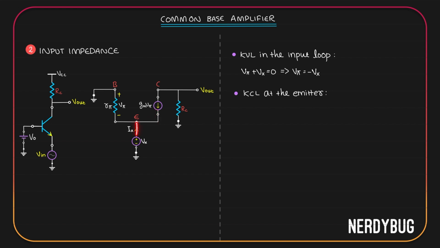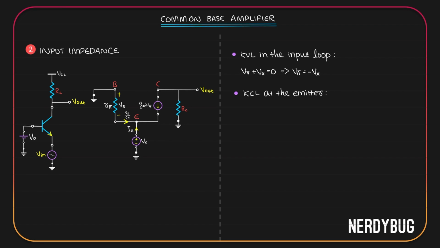Ix is also coming into the node. Another current will flow in this direction into the node. What will be this current? It is the current that will flow through R pi. R pi has a potential V pi across it. Its resistance is R pi. So this current is going to be V pi divided by R pi according to Ohm's law.